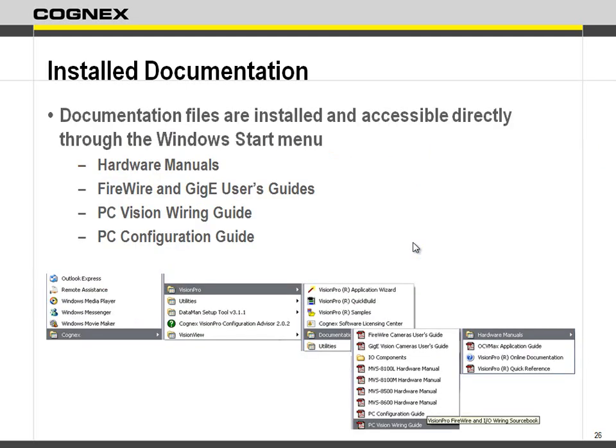So inside the installed documentation, you'll notice that we have our hardware manuals, we have an OCV Max application guide, we have a quick reference guide, as well as the online documentation. Within the hardware manual itself, we have a FireWire user guide as well as a GigE user guide. That helps you out in case you're having problems with those systems. Remember, it had our PC Vision wiring guide, but also PC configuration.